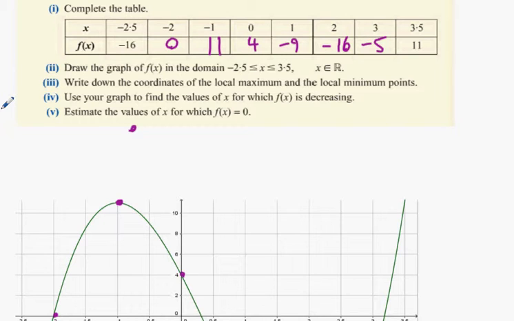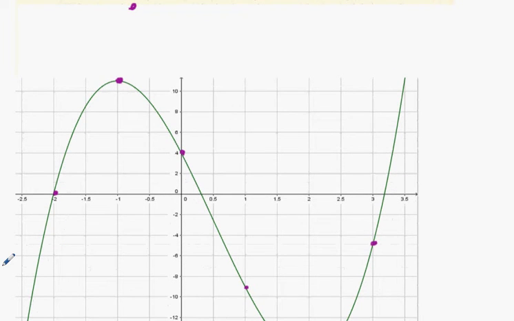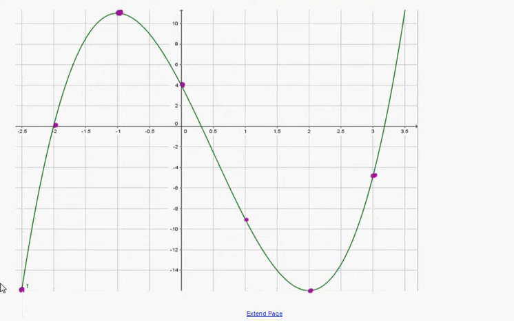Write down the coordinates of the local maximum and local minimum. Keyword? Points. If you ask for points, you're asked for the x value and the y value. Is that right? So what's the x value and the y value? 2, minus 16. I'm going down in 2, so you're right about that being minus 16. Okay, that's your 2 turning points. The maximum being the top one, the minimum being the bottom one.